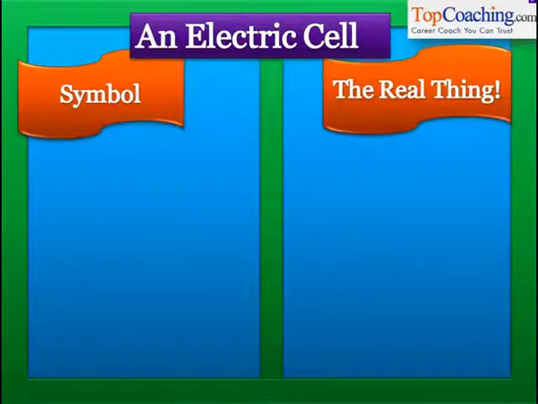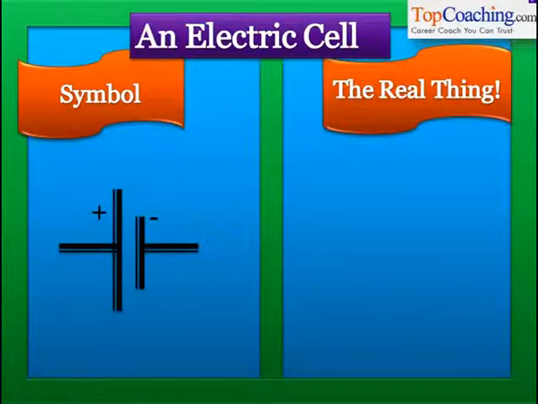The symbol for an electric cell is this. As you can see, there is a large line followed by a shorter line. The large line represents the positive terminal of the cell, so we add a plus next to the large line. The small line represents the negative terminal of the cell, so we add a minus near the small line. The large line represents the portion of the cell which has less electrons, and the small line, which is at lower potential, represents the portion of the cell which has excess of electrons.